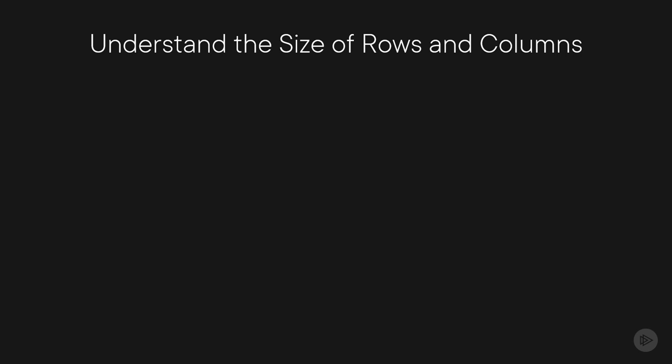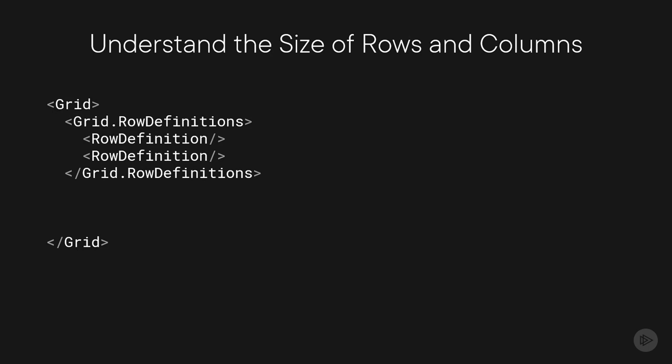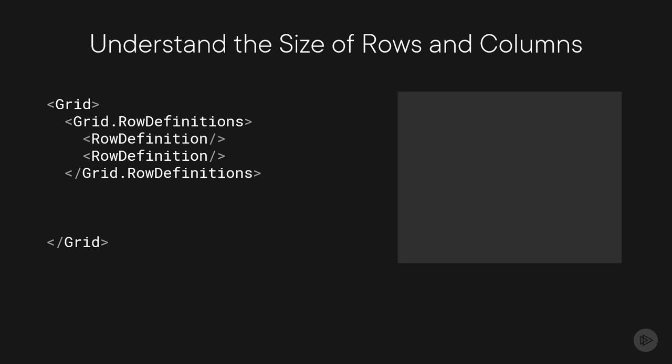Before we adjust the size of rows and columns in the Customers application, I want to ensure that you understand how the sizing works. This is important so that you can successfully use the grid. Let's use here this grid with two row definitions as an example. This gray rectangle is the grid with the two row definitions. Let's also put a light blue rectangle into the grid.